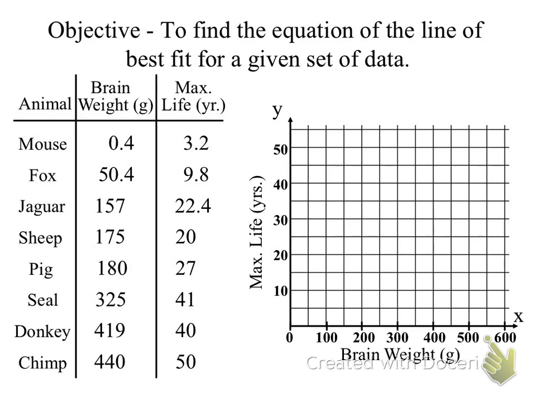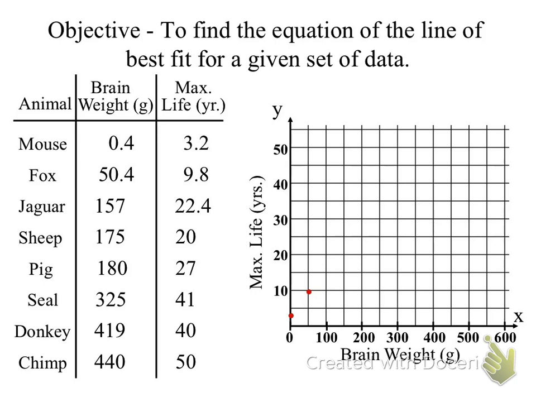So then we're going to plot the points. Notice, at 0.4 I barely go across because it's almost at 0, so 0.4 is almost on the axis, and then I go up to about 3.2. You guys with me? And then the next one, I'm going to do 50 across. I can't show it really in here, but I'll show it here. I'm going 50 across, and then about 9 up.